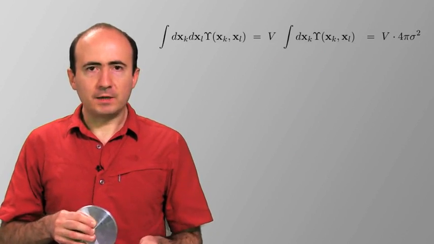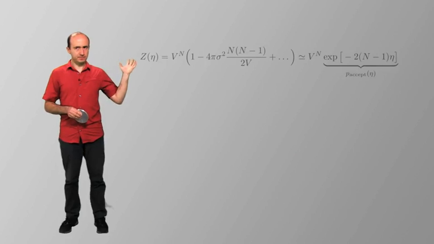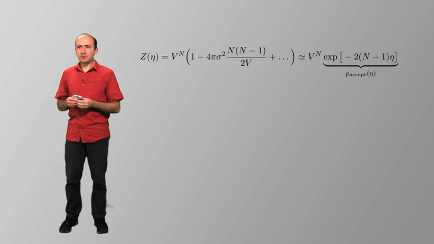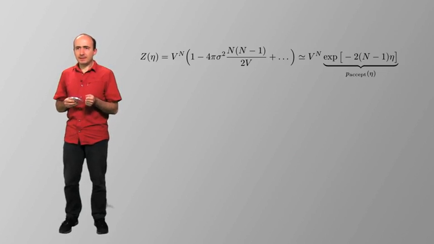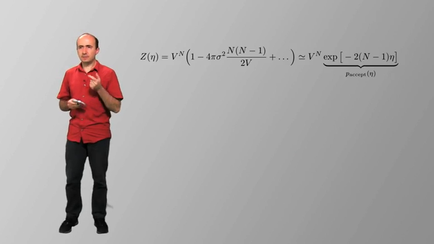Now we can come back to the full expression of the partition function, and if we stop the evaluation at this term, we obtain the following expression. For large n, it behaves as v to the power n times the exponential of minus n minus 1 times eta. This means that the acceptance probability decays exponentially with both the density and the number n of particles.